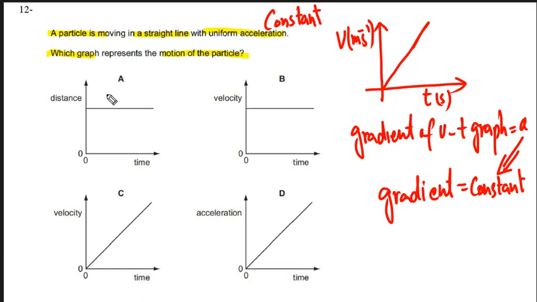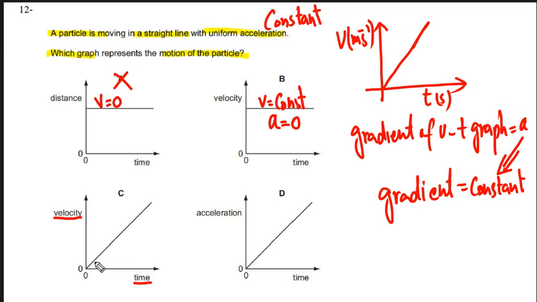If you look at option A, for example, this is a distance against time graph. This is simply telling us that the object is at rest, so the velocity is 0. So this is not our answer. If we look at B, B is simply telling us that velocity is constant. If the velocity is constant, it simply means that acceleration is equal to 0. Now, if we look at option C, we have velocity on the y-axis and time on the x-axis.